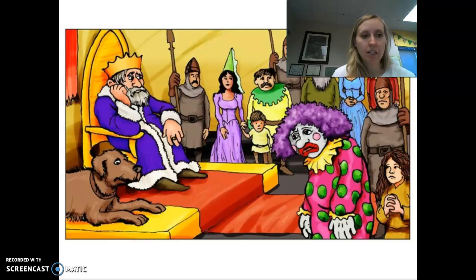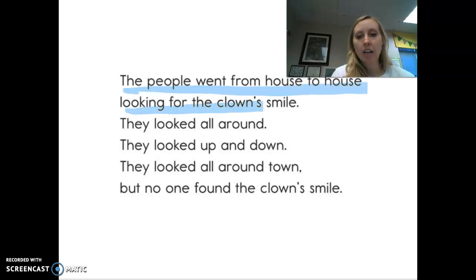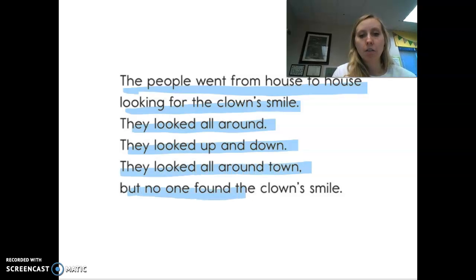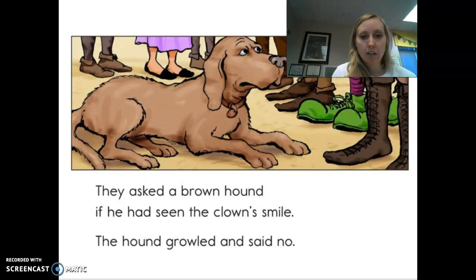Okay, we're going to read this next one together. Ready? Begin. The people went from house to house, looking for the clown's smile. They looked all around. They looked up and down. They looked all around town, but no one found the clown's smile. So there they are looking. Okay. Your turn, ready, begin.